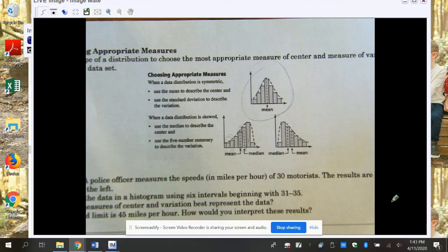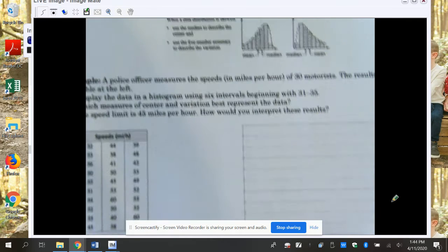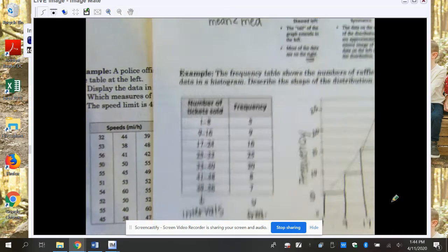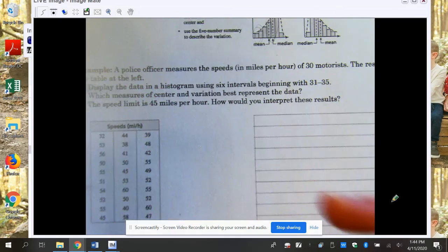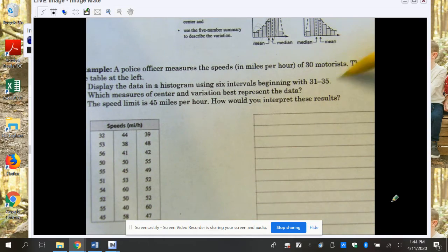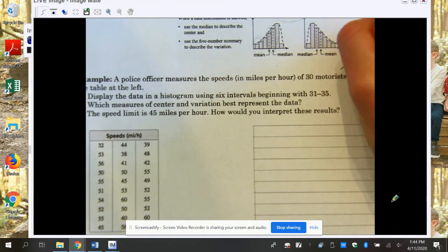All right, so now what we're going to do in this next one is we need to create our own table. So this one says right here, a police officer measures the speed of 30 motorists. So we've got 30 pieces of data.